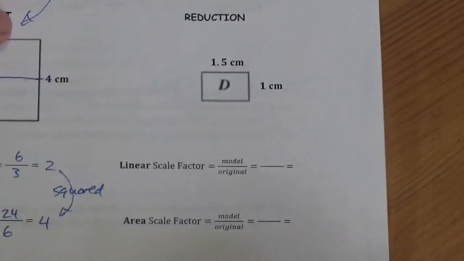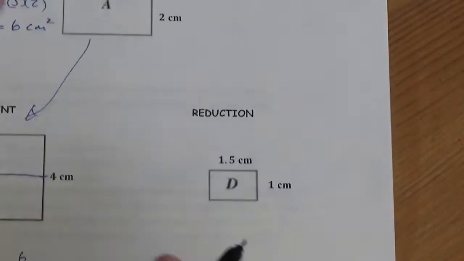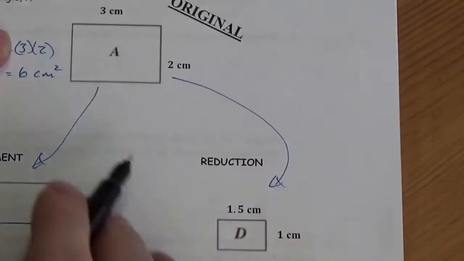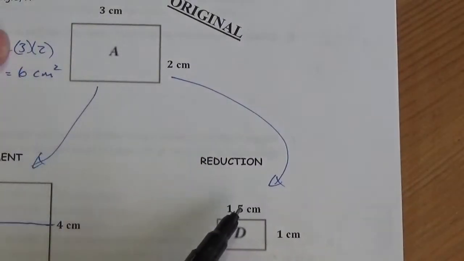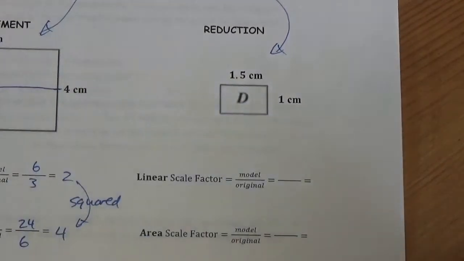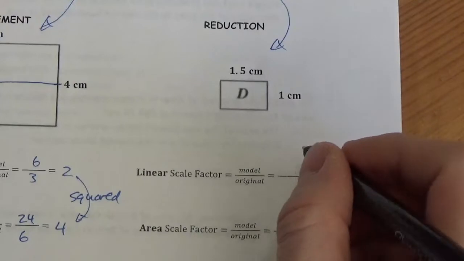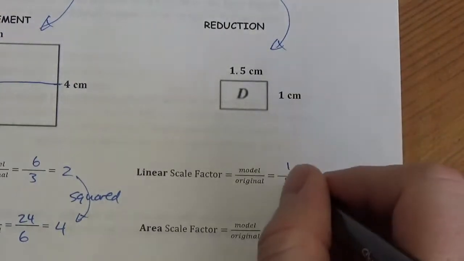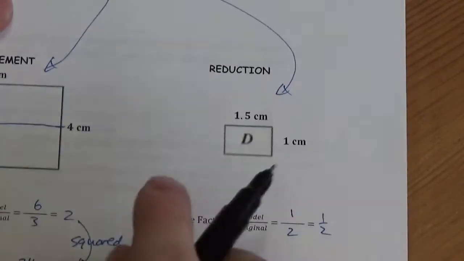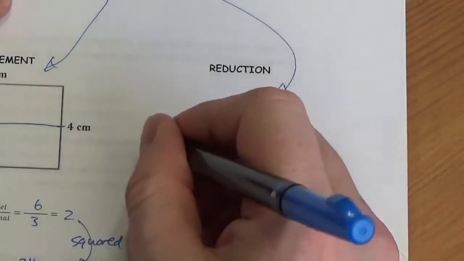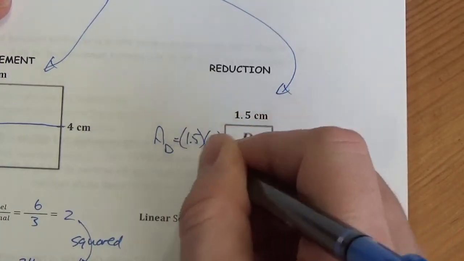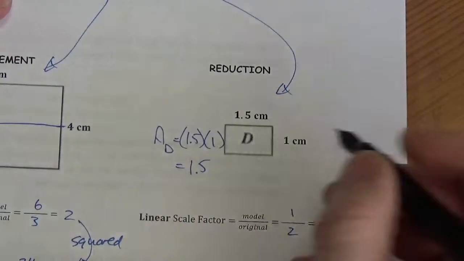Now let's take a look at the reduction here and just see if it's the same thing. When we go from this original rectangle to this one, bear in mind the length here is now half as long as it was. The width here is half what it was. So we'll use the width because it's easier. The width of the new one is 1, the width of the original is 2, so we've got the scale factor of a half. Now let's figure out the area of this one. The area of D is going to be 1.5 centimeters times 1 centimeter, which really just gets us 1.5 centimeters squared.